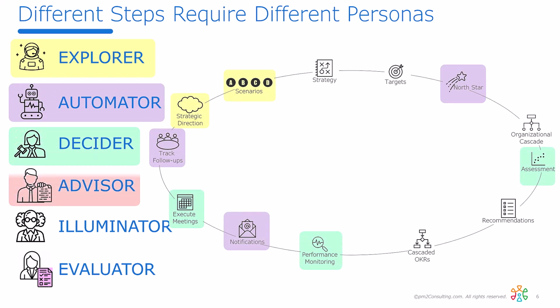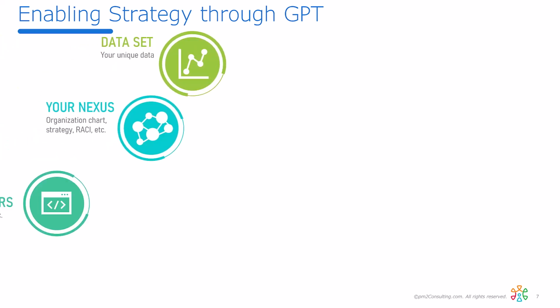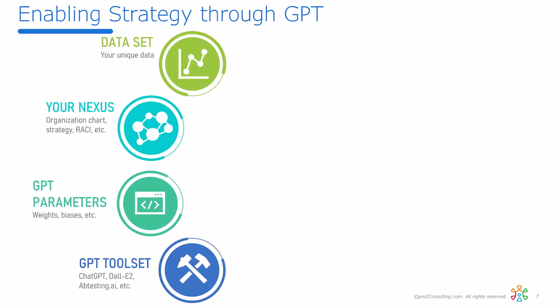So part of what we need to do with GPT is not only capture each of the nodes and their interrelationships, but what are the different types of questions and structures we need to make it happen. So the framework for executing GPT is this. We need to establish what the data set is, what your nexus is, like that network of how things interconnect, things like organization charts, strategy, RACI diagrams, and so on.